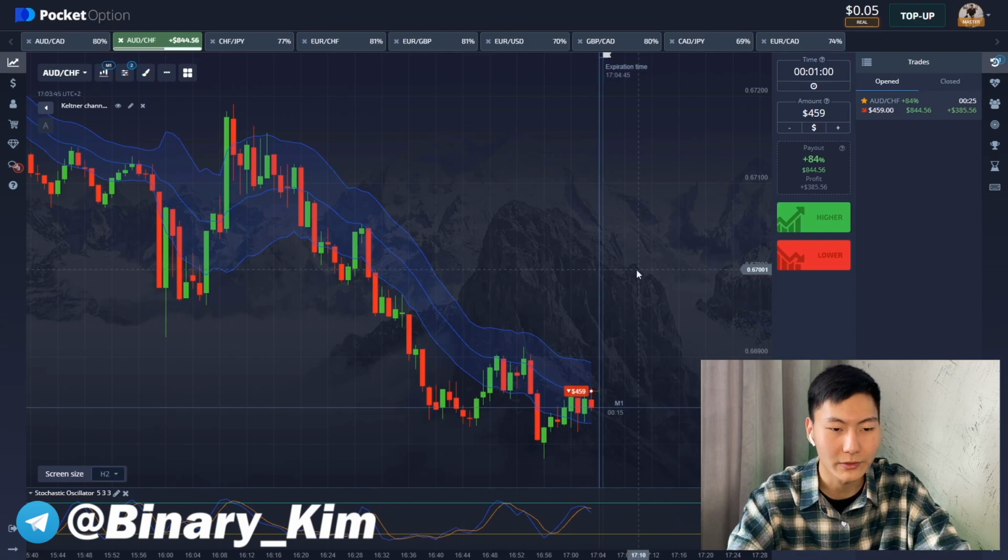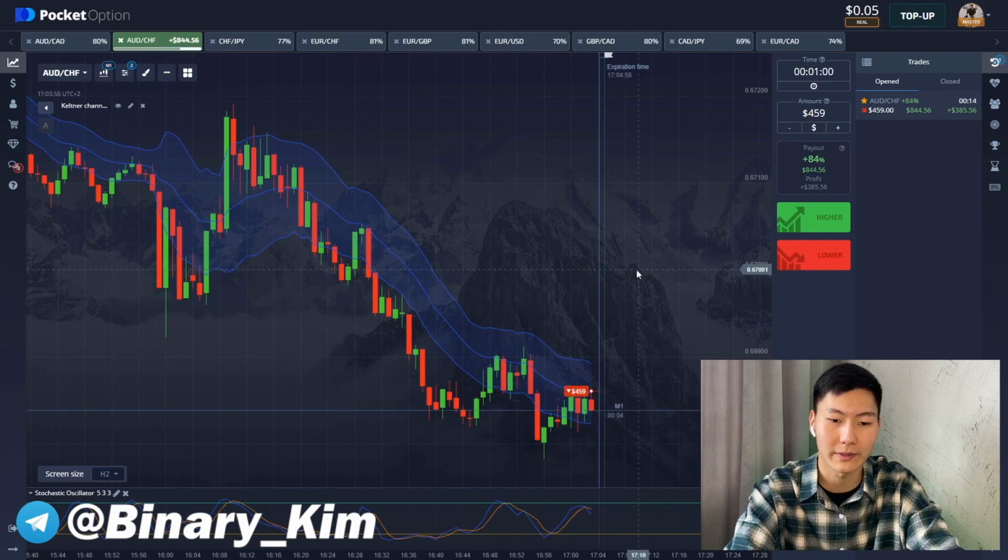Oh guys, short. And also we see the rejection from the middle line of this channel, which enhances our signal. We can also point out the downtrend on the chart, which enhances the signal even more.